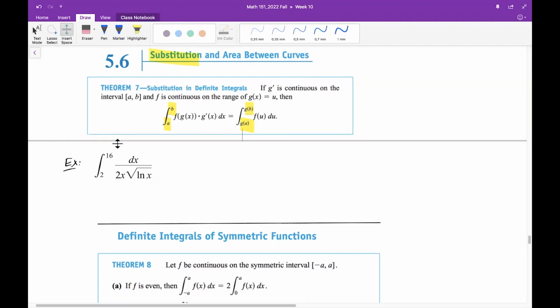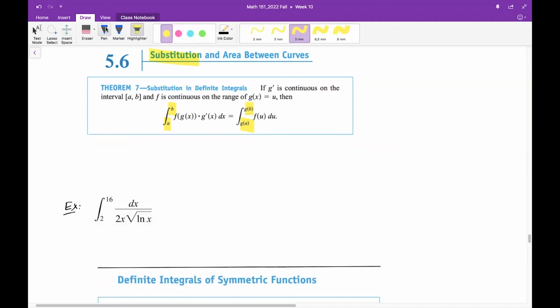Okay, so what is happening here? Let me explain. We are choosing a substitution here. Our substitution is u equals g of x. So we choose this part as u, and this part is exactly du, right? If you take the derivative of both sides with respect to x, you obtain this. So it is easy to rewrite the inside part of the integral in terms of u. It is f of u du.